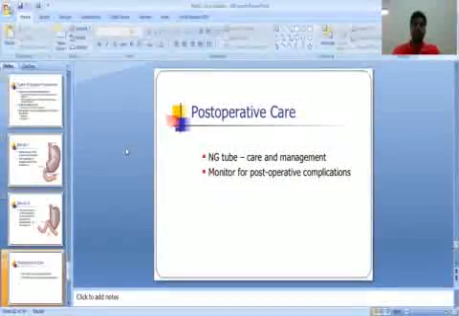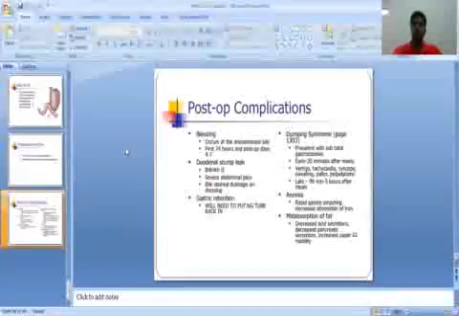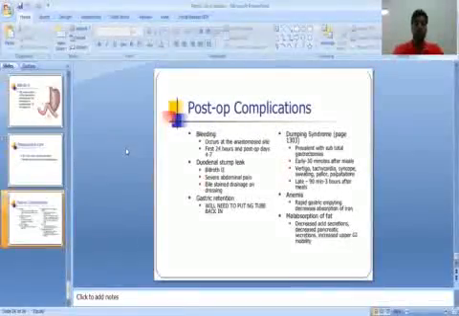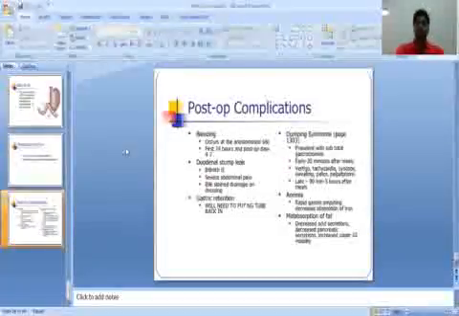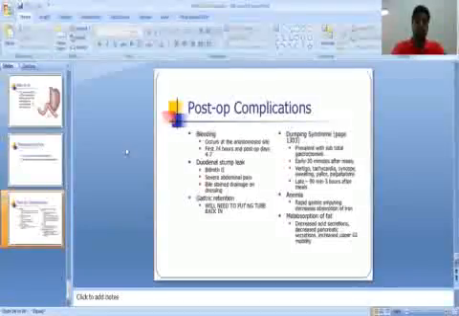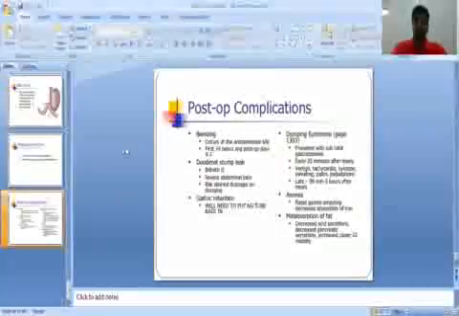Postoperative care: you can see a nasogastric tube; monitor the postoperative complications: bleeding, duodenal stump leak, gastric retention, dumping syndrome, anemia, and malabsorption of fat. So students, this is all about the stomach disorders, one of which is peptic ulcer.